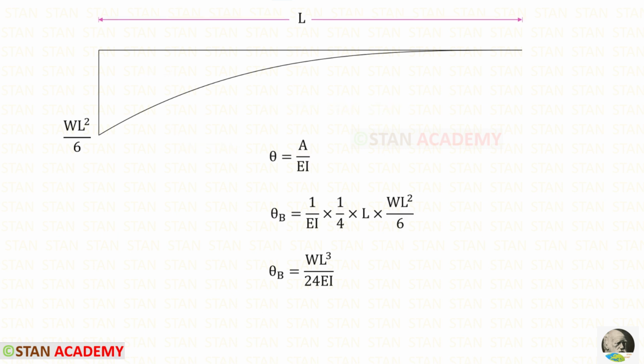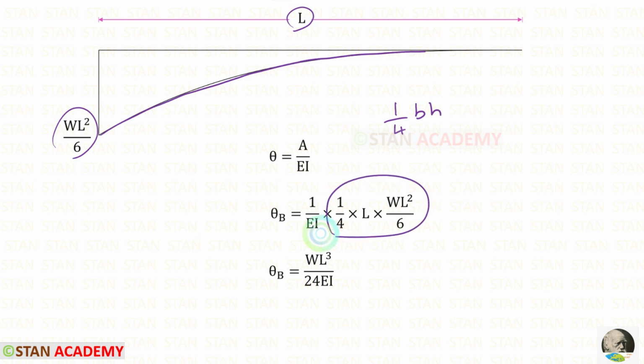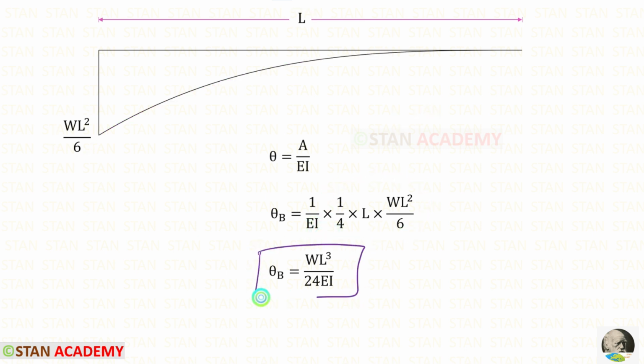Using the bending moment diagram, we can find the slope and deflection in the point B. We can use the moment area method. First, let us find the slope at B. The formula is area upon EI. We know that this is the cubic curve, that is the third degree parabola. The area formula is 1 upon 4 into BH. Here the breadth is L and the height is WL square upon 6. So this is the area. So the slope at B will be WL cube upon 24 EI.